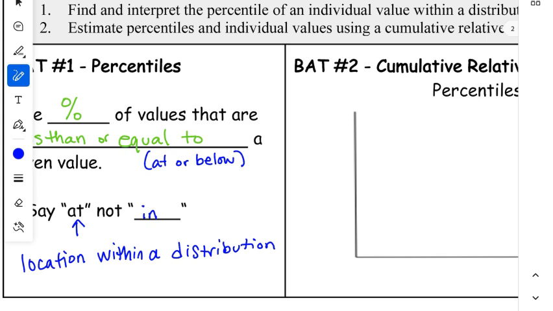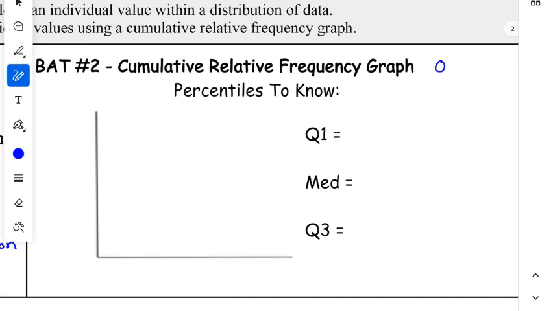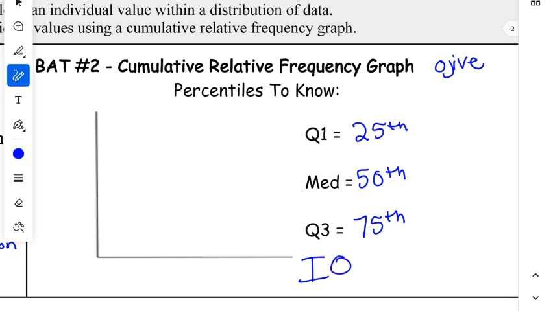Okay, the cumulative relative frequency graph, or the ogive, can show us quartiles too. And from the quartiles, you can find your IQR. You can also find your median, because Q1 is your 25th percentile. Median is your 50th percentile. And then Q3 is your 75th percentile. And remember, to find IQR, we would do Q3 minus Q1.